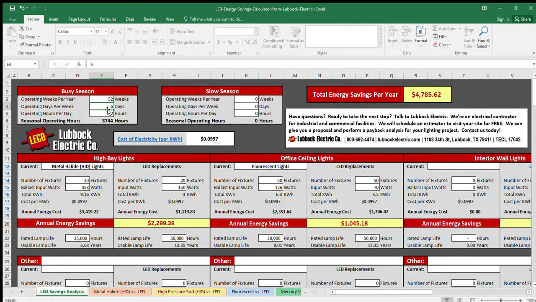If we're operating 24/7, your savings are going to be even greater. Let's take a look. How about that? Almost $10,000 a year. That's going right into your bottom line.